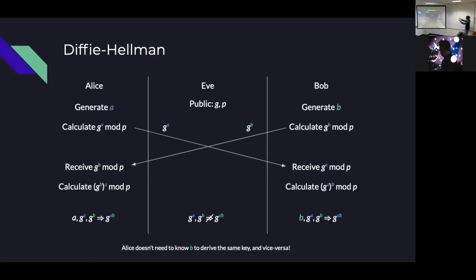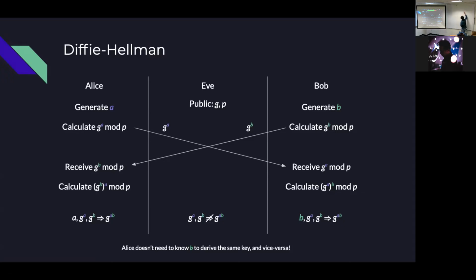So in this diagram, we have Alice and we have Bob. They want to communicate in order to share a key with each other, but they don't currently share a key. What this scheme is going to let us do is allow Alice and Bob to share a key over this insecure channel, even if Eve is listening. So Alice generates some secret number A, and Bob generates some secret number B.